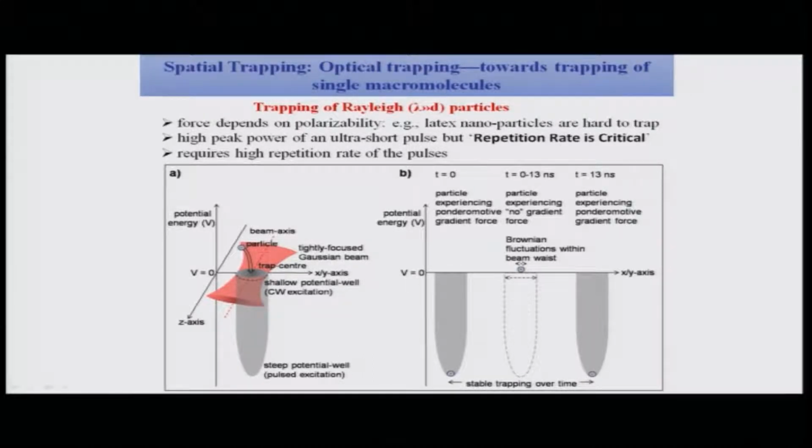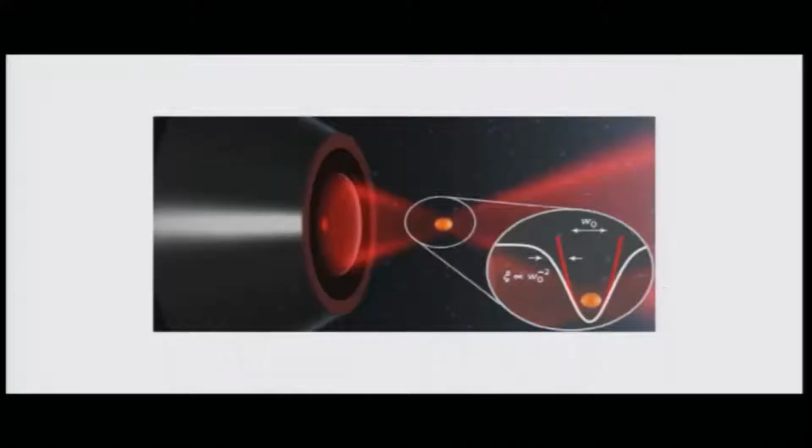When the pulse goes away, the particle experiences no gradient force. However, the Brownian motion, or the fluctuations within the beam waist, continue. As long as the next pulse comes before the Brownian motion takes the particle away from the trapping zone, the particle remains trapped. That is the reason for the repetition rate of the laser to be sufficiently high, to make sure that the particle remains trapped.